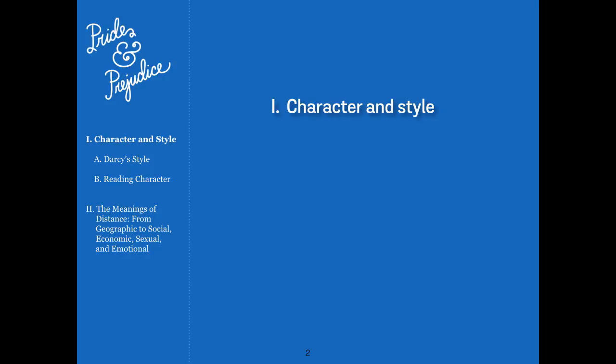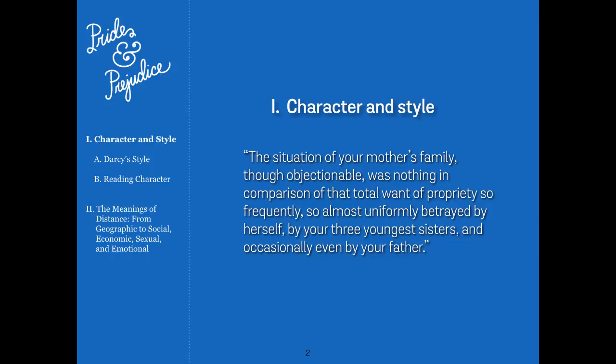In Chapter 18, you remember she tries to persuade her father not to allow Lydia to go to Brighton with Captain and Mrs. Forster. She's making this argument because by now she has begun to see her family through Darcy's eyes. In his letter, he had written, "The situation of your mother's family, though objectionable, was nothing in comparison to that total want of propriety, so frequently, so almost uniformly betrayed by herself, by your three youngest sisters, and occasionally even by your father. Pardon me, it pains me to offend you."